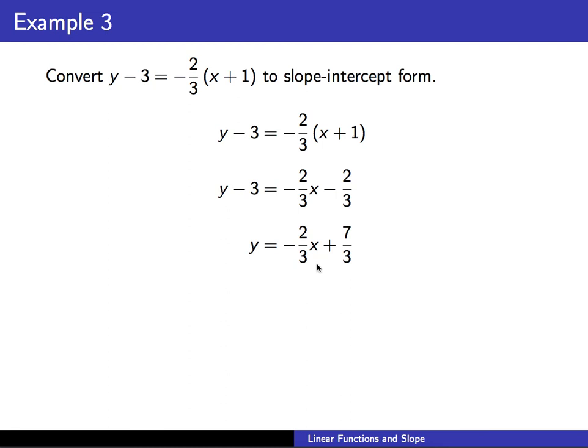And it turns out if we would have selected the other point to use in the last example, when we write that equation in slope-intercept form, it's going to be this exact same expression, y equals negative 2/3 x plus 7/3. So for point-slope form, it really won't matter which one of those 2 points you pick, because if you convert both of them to slope-intercept form, they're both going to be the same equation.